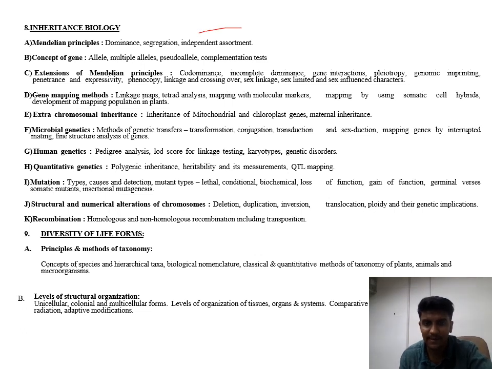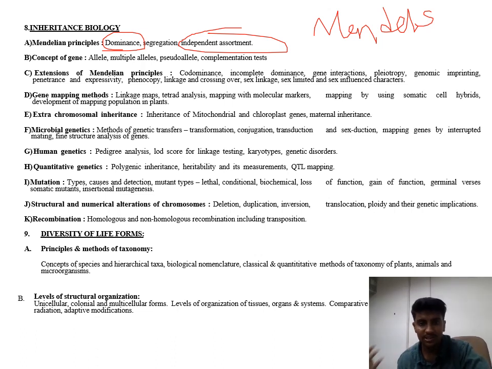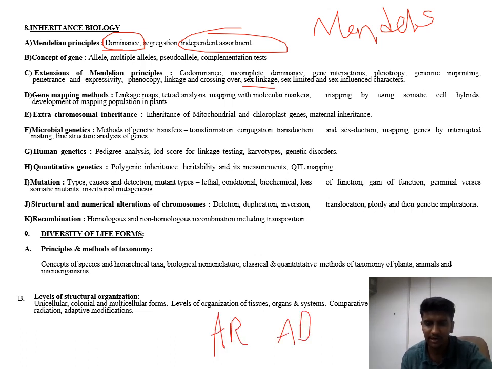So we have law of independent assortment, Mendel's law. So you have Mendel's law of segregation and Mendel's law of independent assortment, dominance, codominance, incomplete dominance, allele, multiple alleles, pseudo alleles, different complementation test, Mendelian principle. Maybe we have sex linkage diseases. So there are AR, XR, AD, XD: autosomal dominant, autosomal recessive, X-linked dominant, X-linked recessive.